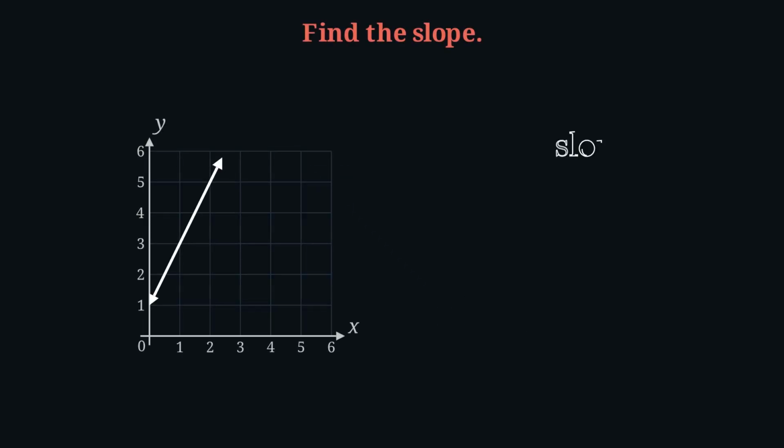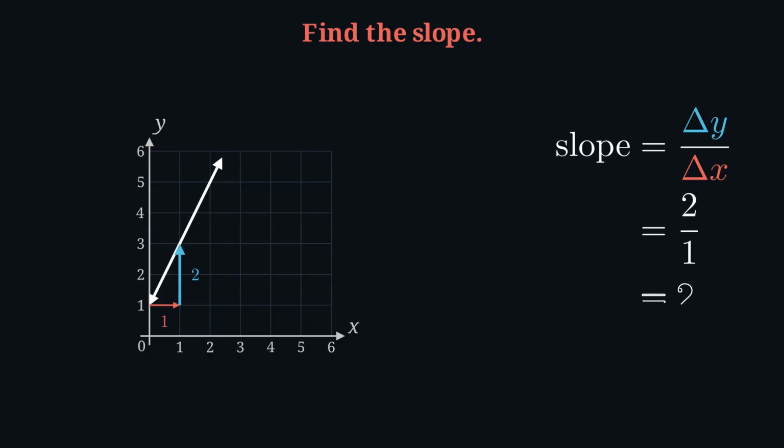Your turn. Find the slope of this line. Pick a trip between 2 points, across 1, delta x is 1, and up 2, delta y is 2. So the slope is delta y over delta x, 2 over 1, 2.